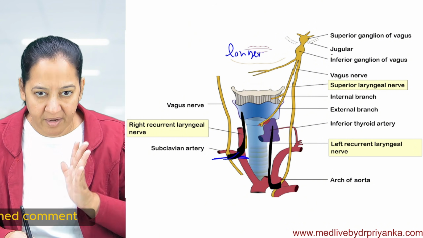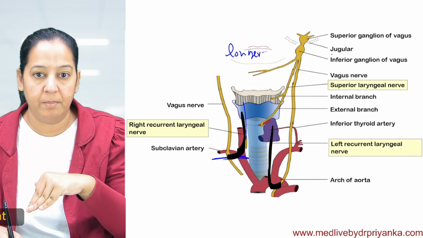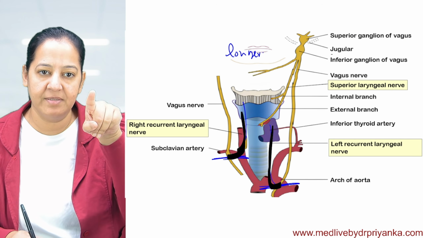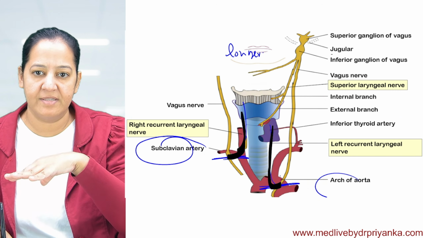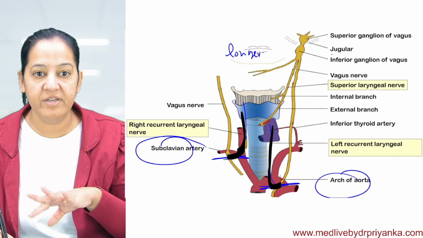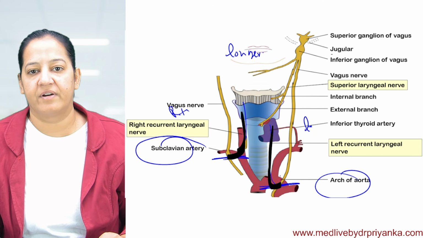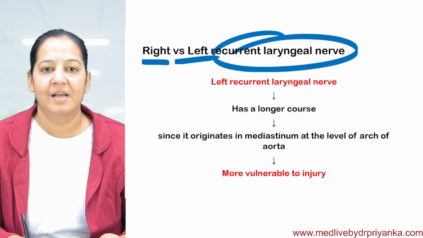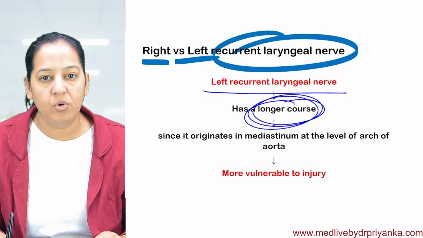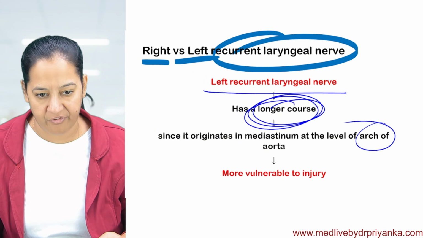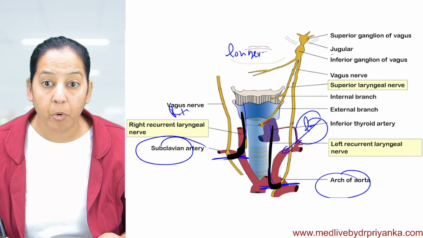This one is arising from here and then going upward. This one is arising much below and then going upward. This one is arising at the level of the subclavian artery. This one is arising at the level of the arch of aorta. So obviously this is the right one and this is the left one. The left one has the longer course because it is arising at the level of the arch of aorta instead of the subclavian artery. So it is more prone to injury.